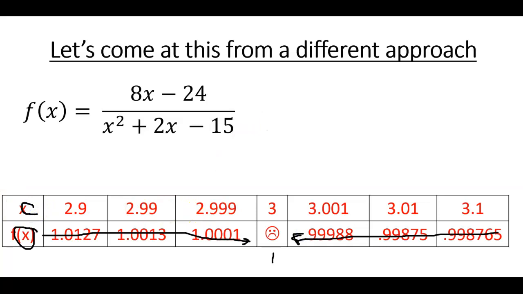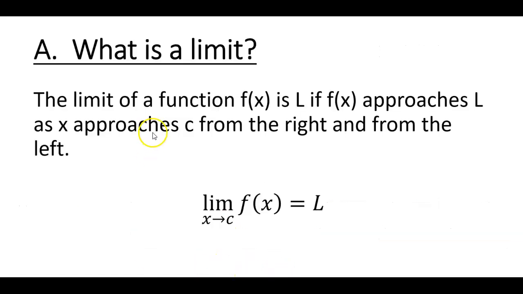Well, actually, let me change my statement here. My c value is the 3. And c equals 3. So as x gets closer and closer to 3, my L value gets closer and closer to 1. Let's go back to that last slide, so that makes a little more sense.